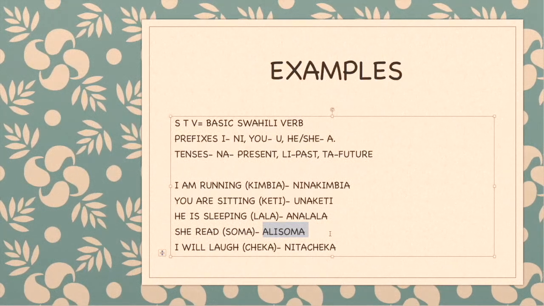And finally, in our examples, we have I will laugh. Our verb is cheka. So I, once again, come up here, ni, place it. And then future tense, we haven't used this before. It's going to be ta, place it there. And simply affix your verb stem, and that is cheka. So, nitacheka. And just like that, you have ninakimbia, unaketi, analala, alisoma, nitacheka. So it's important to just remember the na, li, ta for the tenses, and then we have ni, u, a. That is your formula for the prefixes.